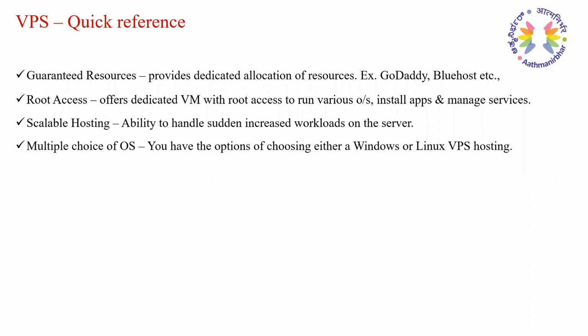The example we had seen was GoDaddy. We will get root access for the virtual machines so that various operating systems can be installed, application software can be installed, and the services can be managed. Scalable hosting facility is available, with the ability to handle sudden increases in workloads on the server. Multiple choices of operating systems can be installed. We can choose either Windows or Linux based operating systems in our virtual private server. The best example for a virtual private server is our EC2 instances.